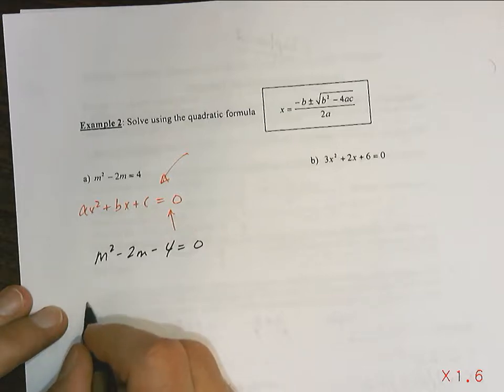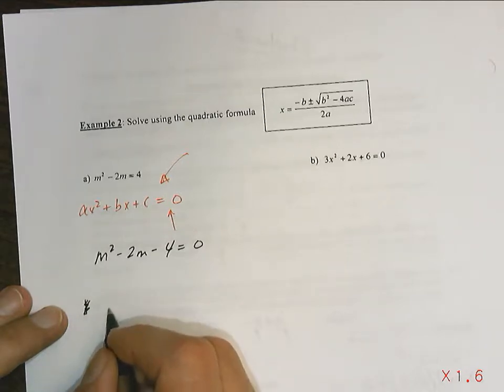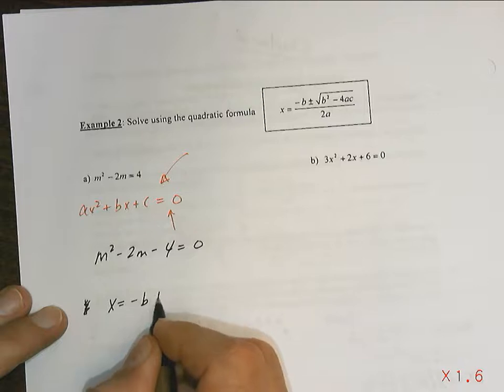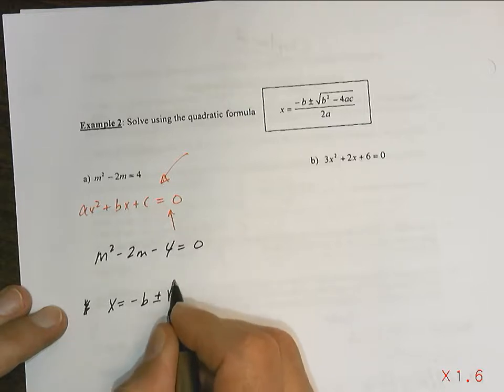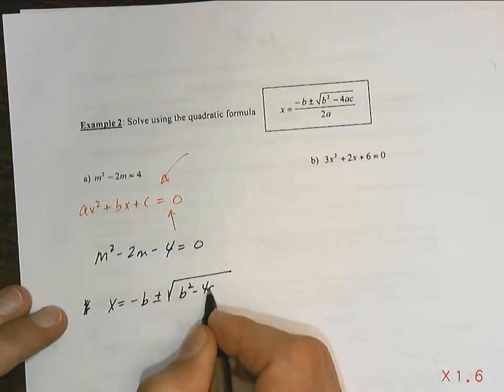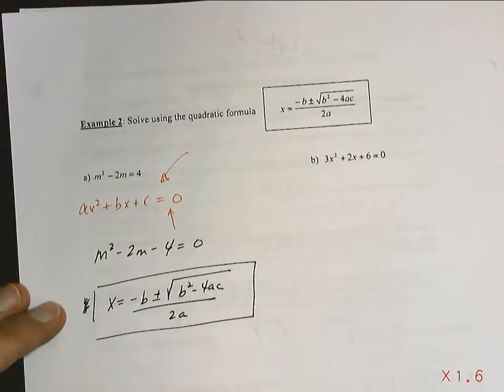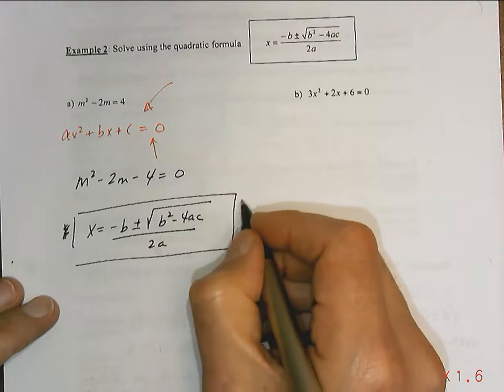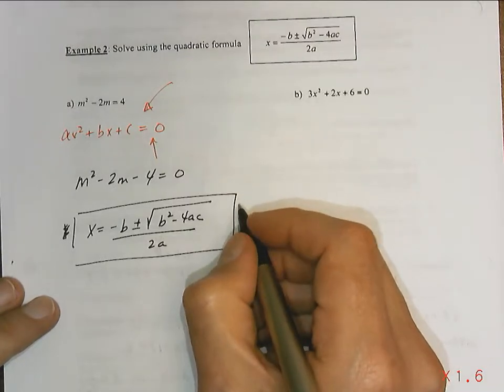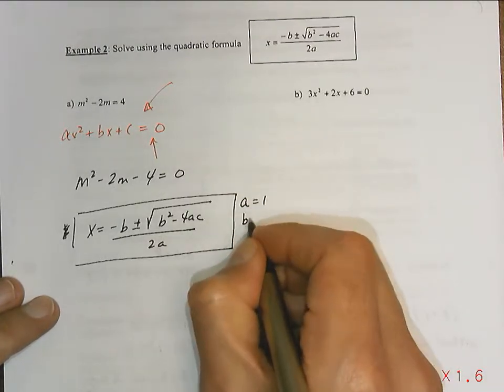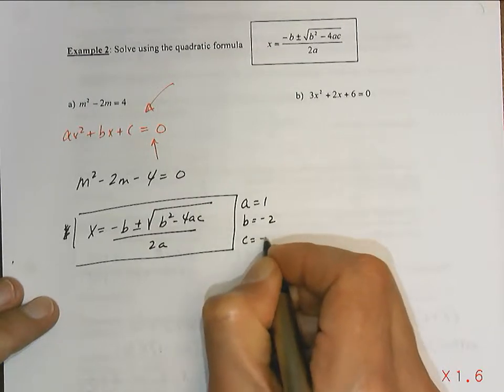The quadratic formula says that x equals minus b plus or minus square root b squared minus 4ac over top of 2a. You have to memorize that. So in this case, your x is actually m, but your a value is 1, your b value is negative 2, and your c value is negative 4.